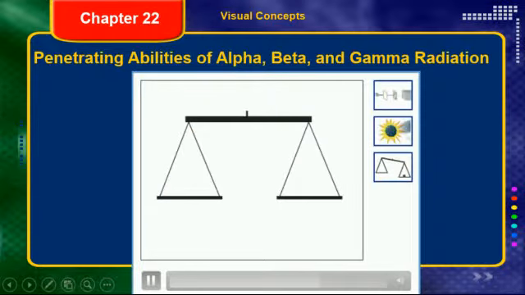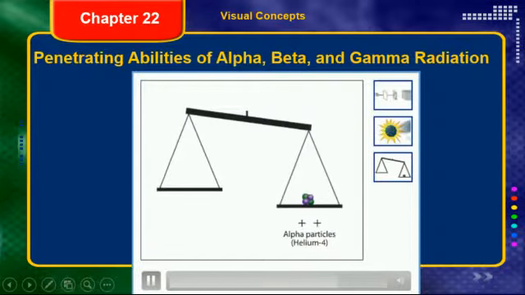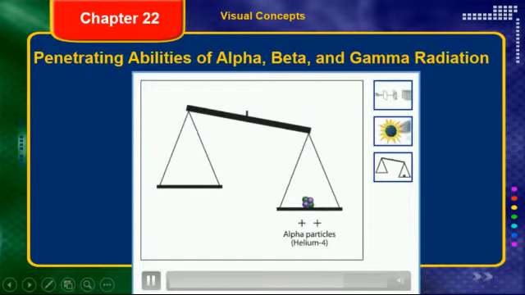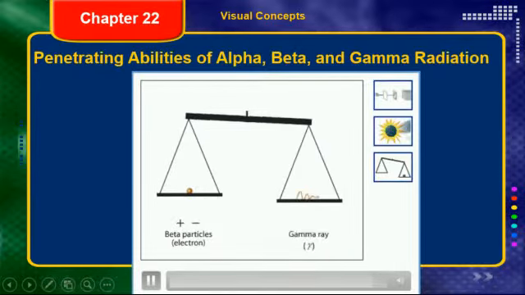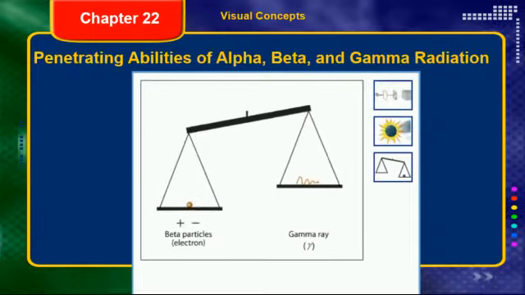Finally, the mass and charge of the emitted particles themselves varies. Alpha particles have a 2+ charge and have an atomic mass of a helium nucleus. Beta particles can have either a positive or a negative charge, but have a mass that is 7,000 times less than alpha particles. Gamma rays have no charge or mass.